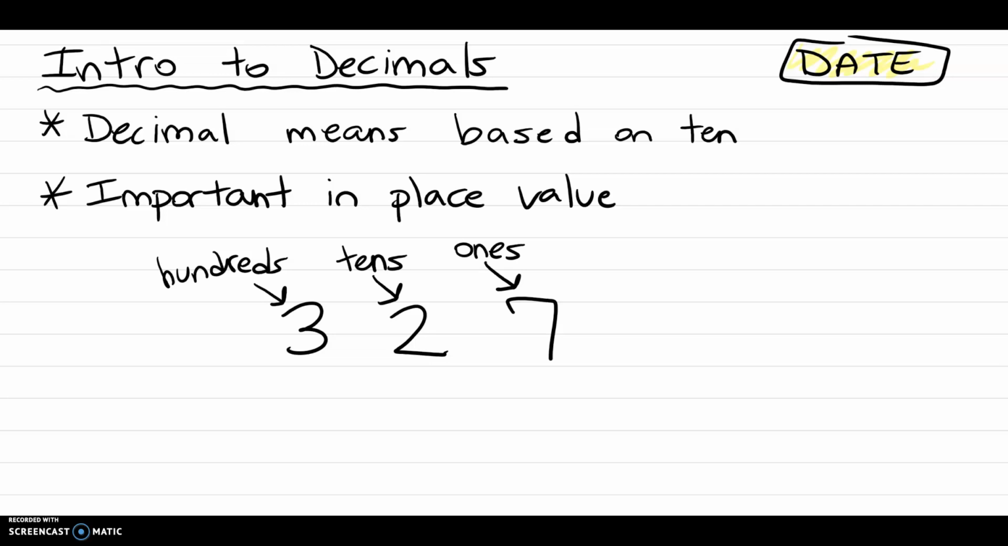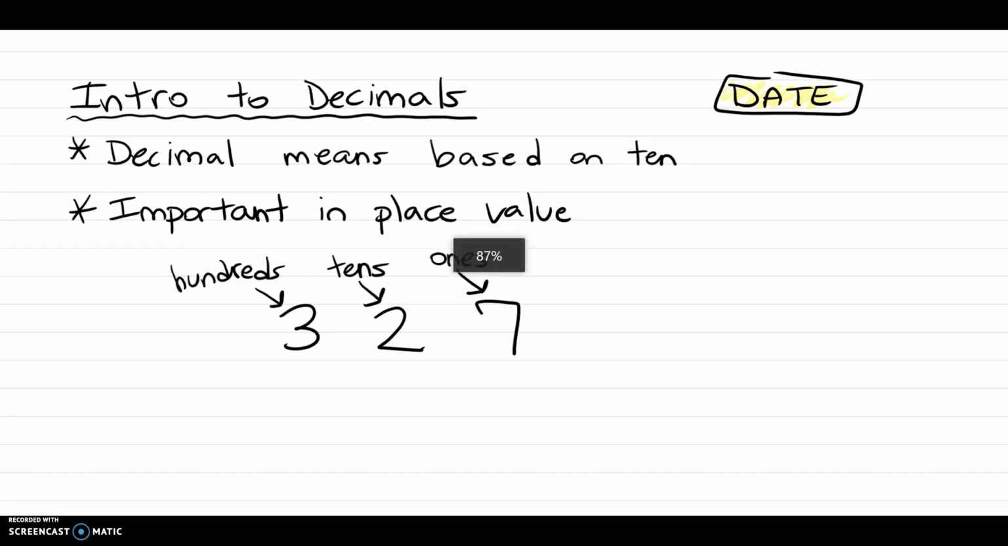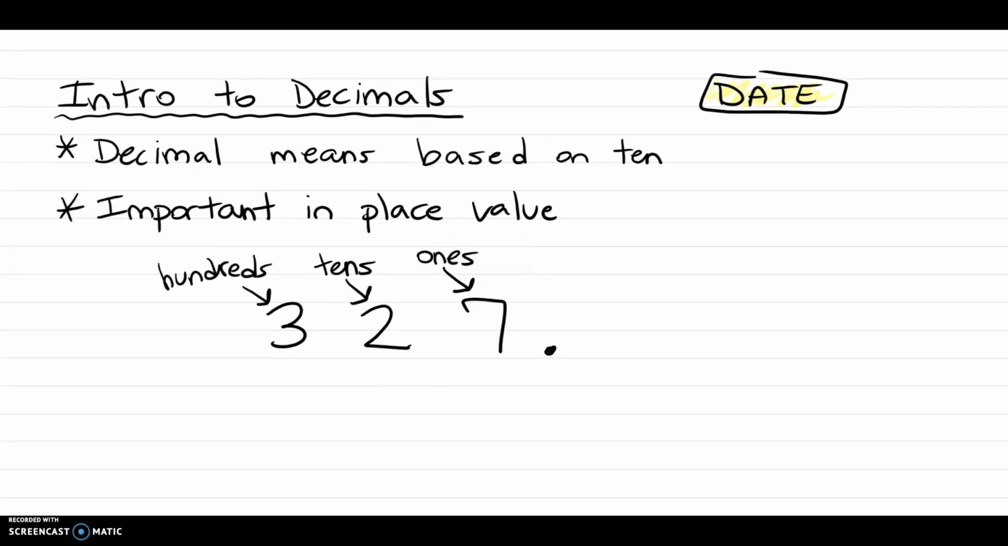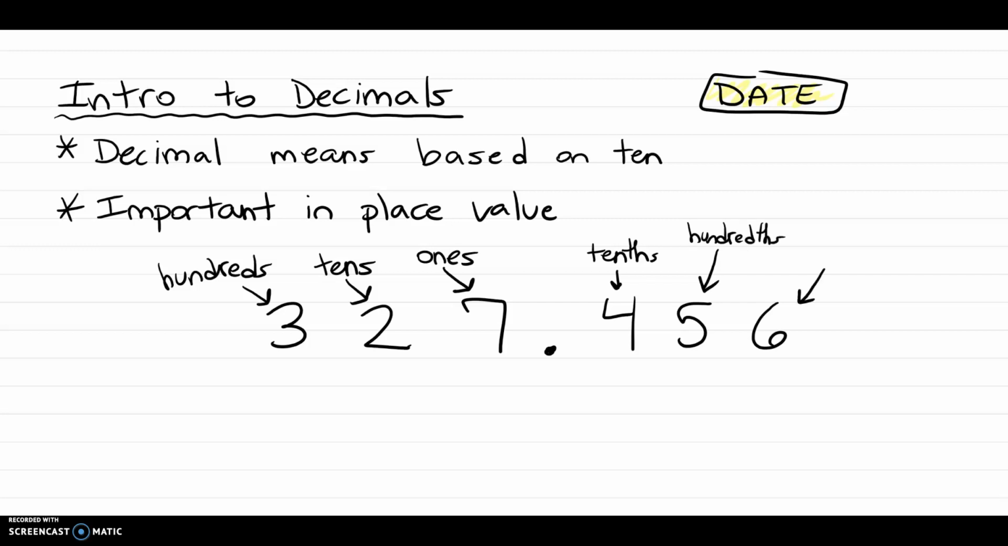What we're going to start investigating now is we're going to put in our decimal point. So remember, the decimal point always goes after the last digit of a whole number. So after the ones place, you put a decimal point. And we're going to start identifying the place values after the decimal point. So the first one we have is tenths, then hundredths, and then finally, in this number, thousandths.